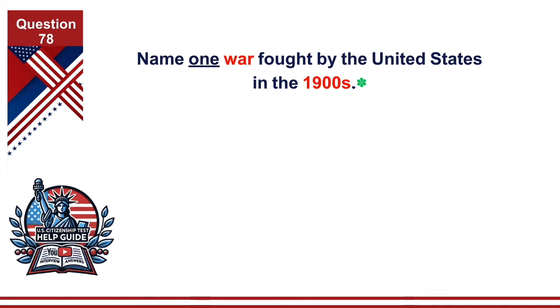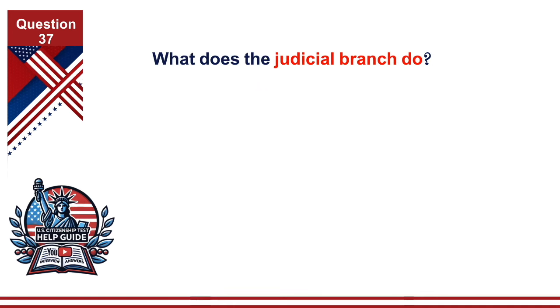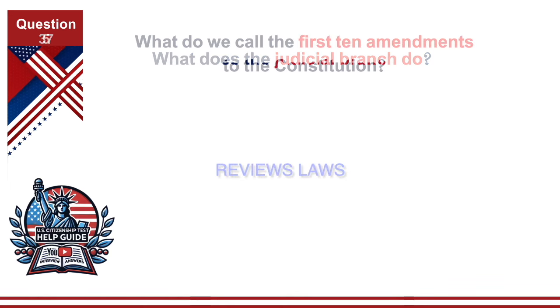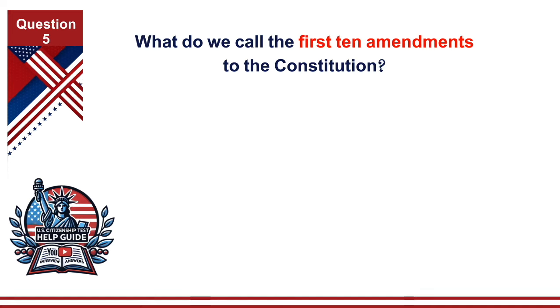Name one war fought by the United States in the 1900s. World War I. What does the judicial branch do? Reviews laws. What do we call the first 10 amendments to the Constitution? The Bill of Rights.